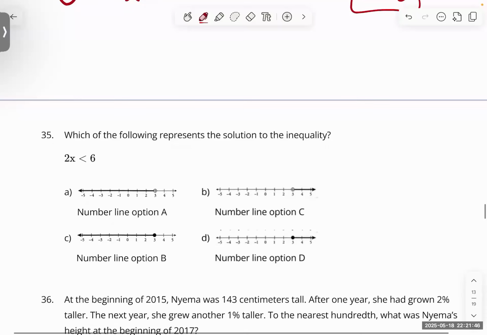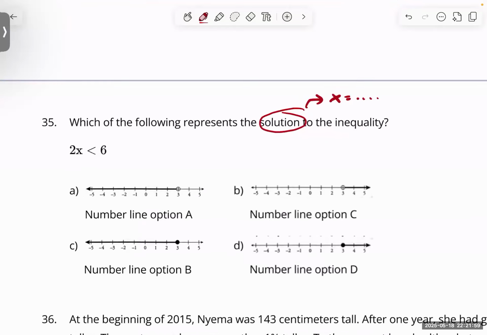Okay. Which of the following represents the solution to the inequality? Anytime you see solution, that always means the variable is by itself. Over here, it's 2 times x is less than 6. You can still treat this as an equation. Divide both sides by 2 because I just want x. X is less than 3.